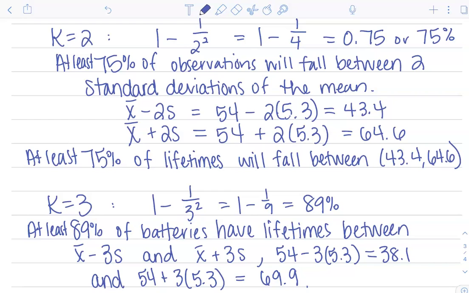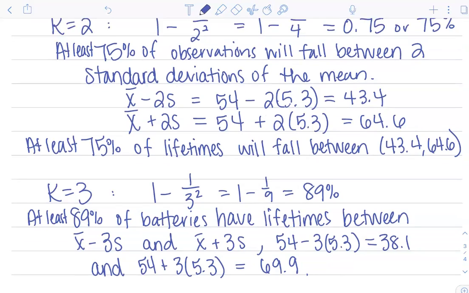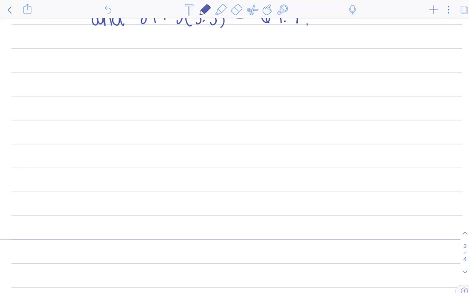And so here you can guarantee against some of the more defective batteries, but be ensured that most of the batteries are going to last in that 38 to 69.9 range. So that's why we would do something like this. Now, if we look at example 3.12, we look at a different way of applying Chebyshev.